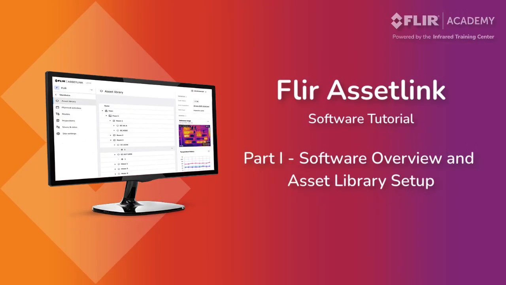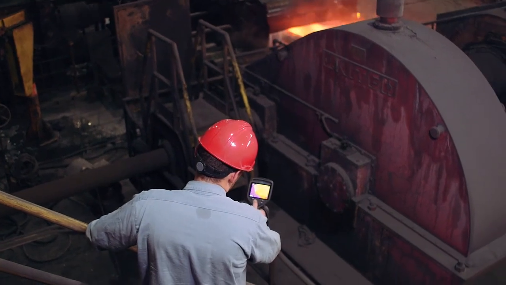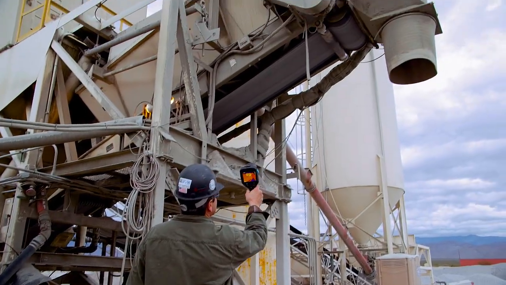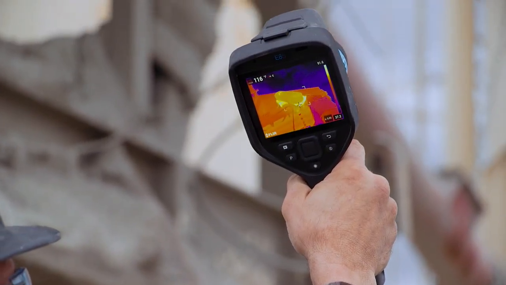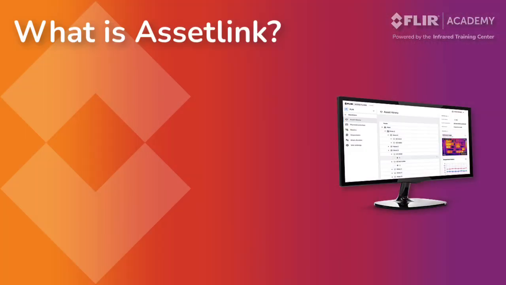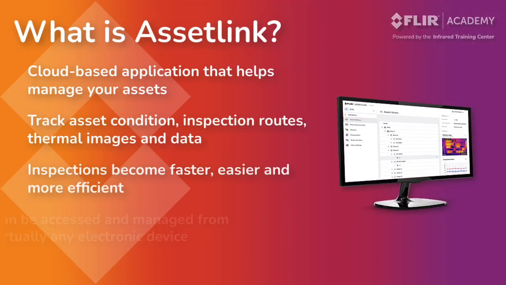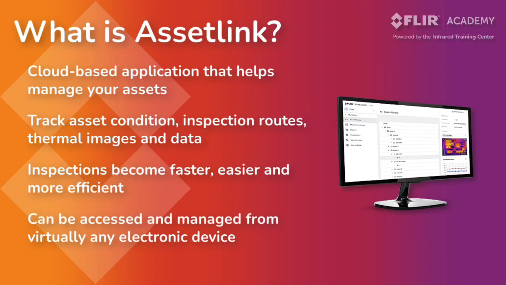Welcome to this presentation on Flir's asset condition monitoring software called Assetlink. This is the first segment in a series of tutorials that covers the basics of operating the Assetlink cloud-based reporting and routing solution for thermographers. Assetlink provides a fast, convenient, and effective condition monitoring system for your assets, reducing reporting time and streamlining workflows.